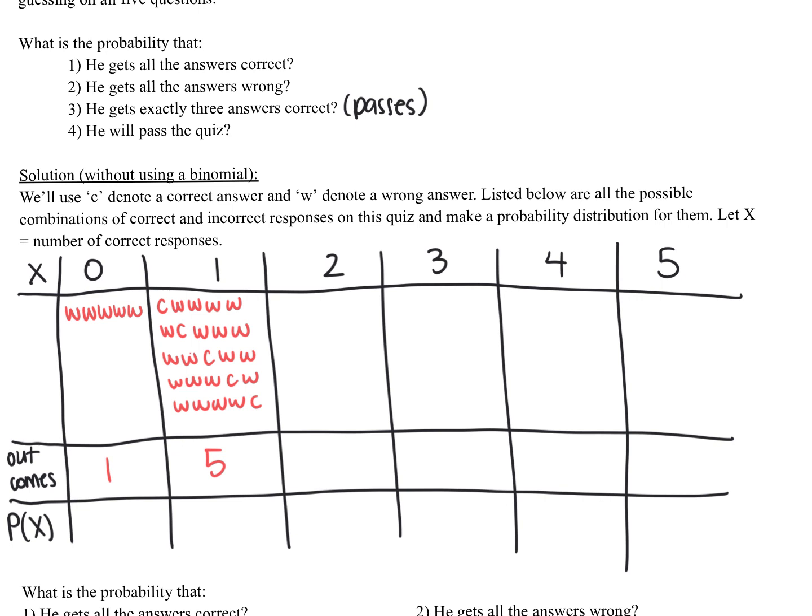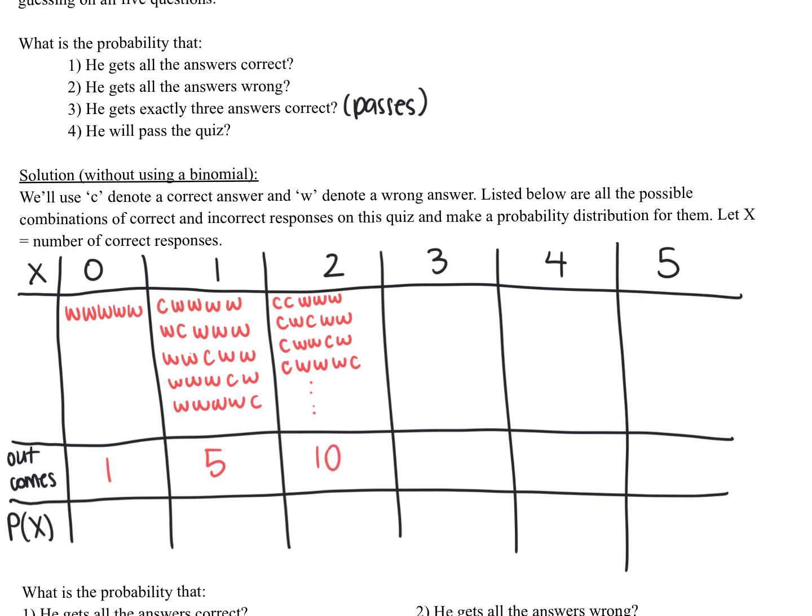For 2 of them, he could get the first 2, he could get the first and the third, he could get the first and the fourth, or he could get the first and the fifth. And I'm not going to keep going because it keeps going. Just know there are 10 outcomes for getting 2 correct.